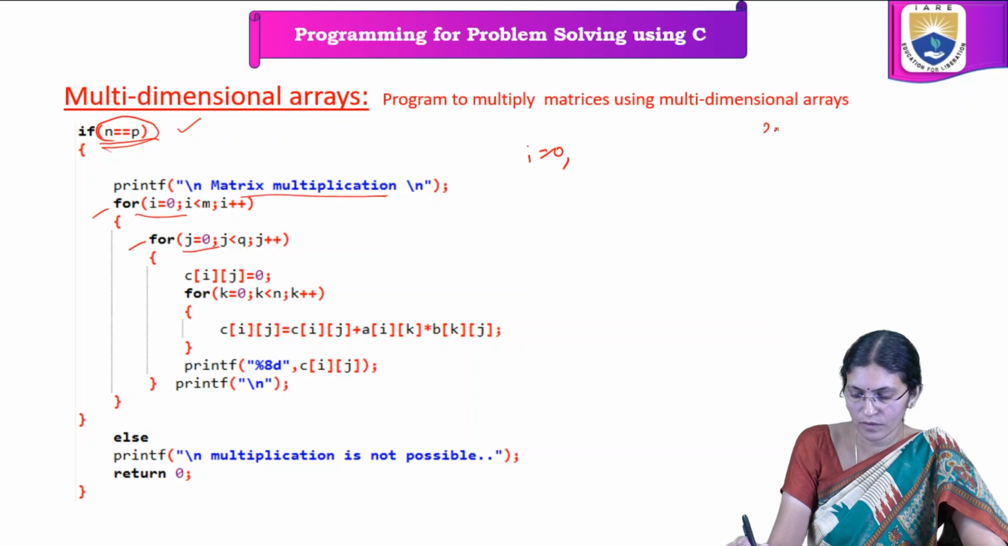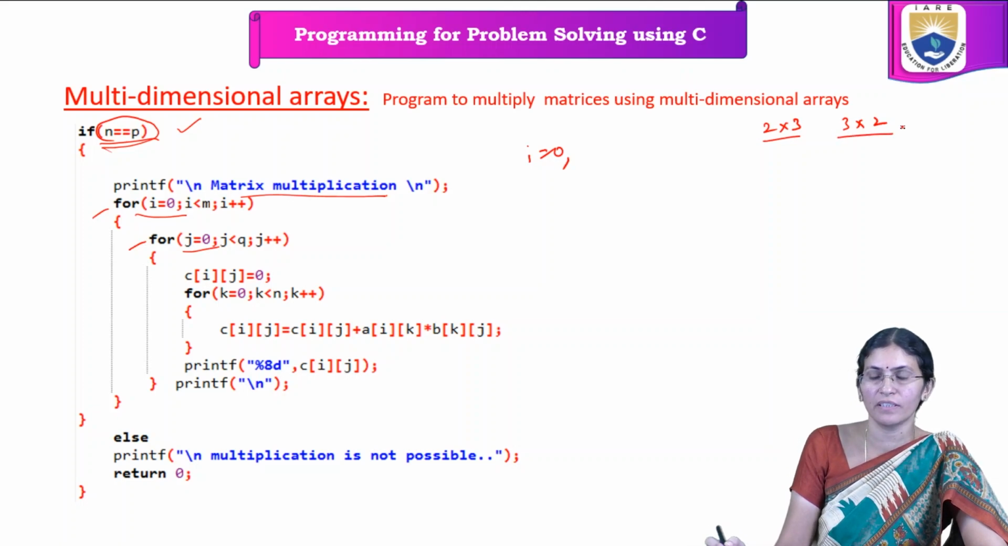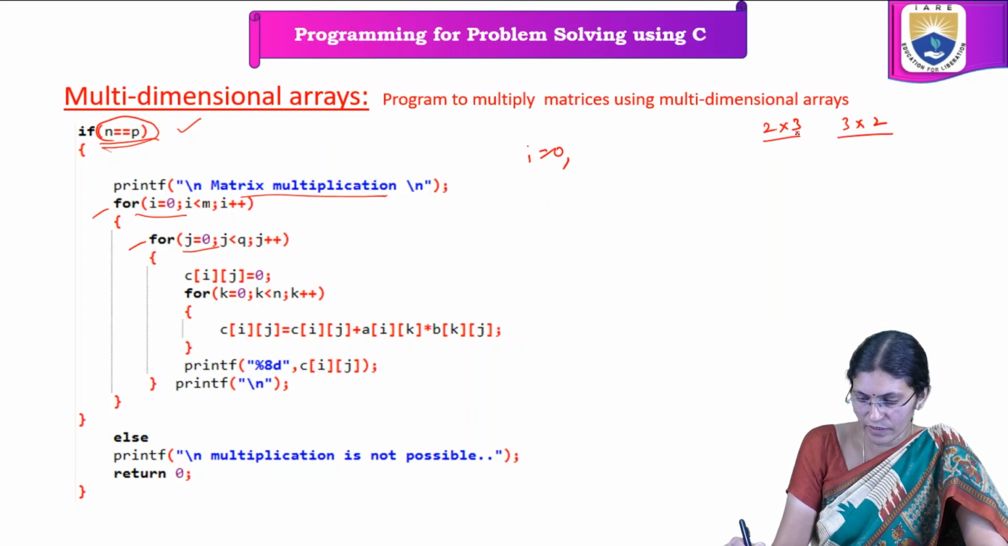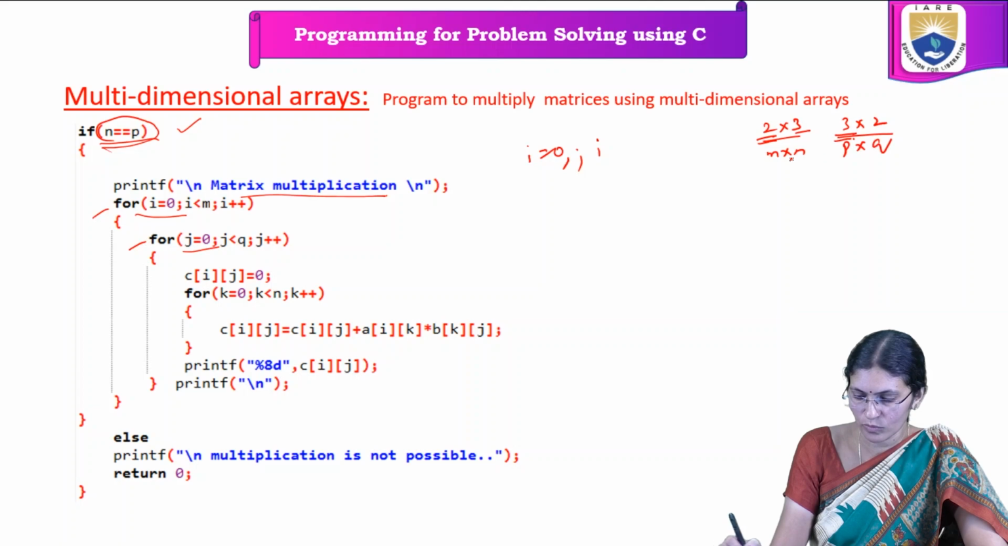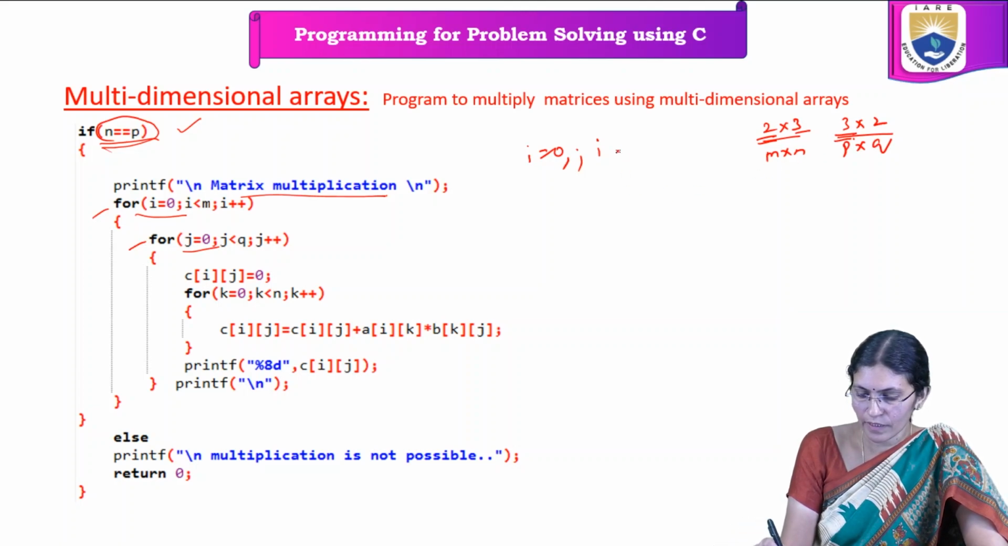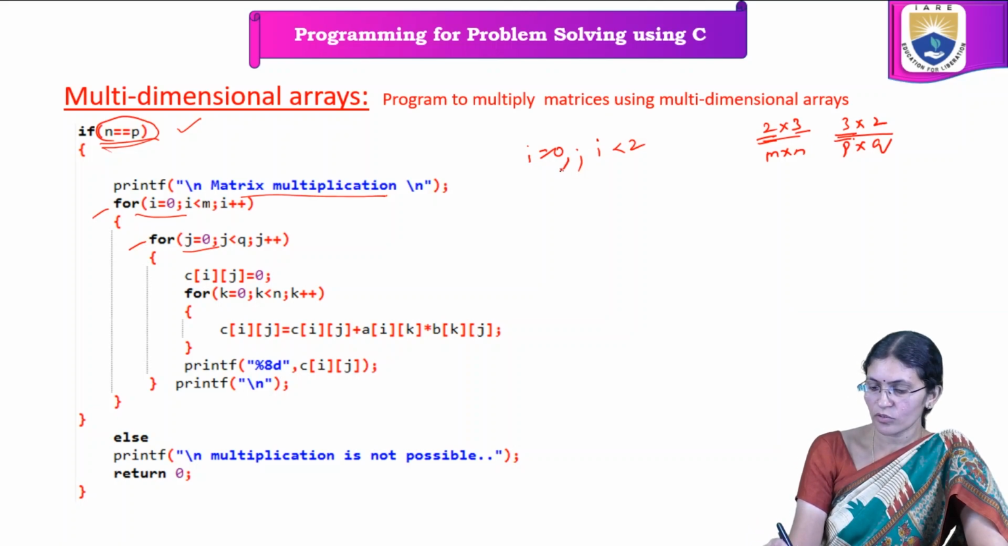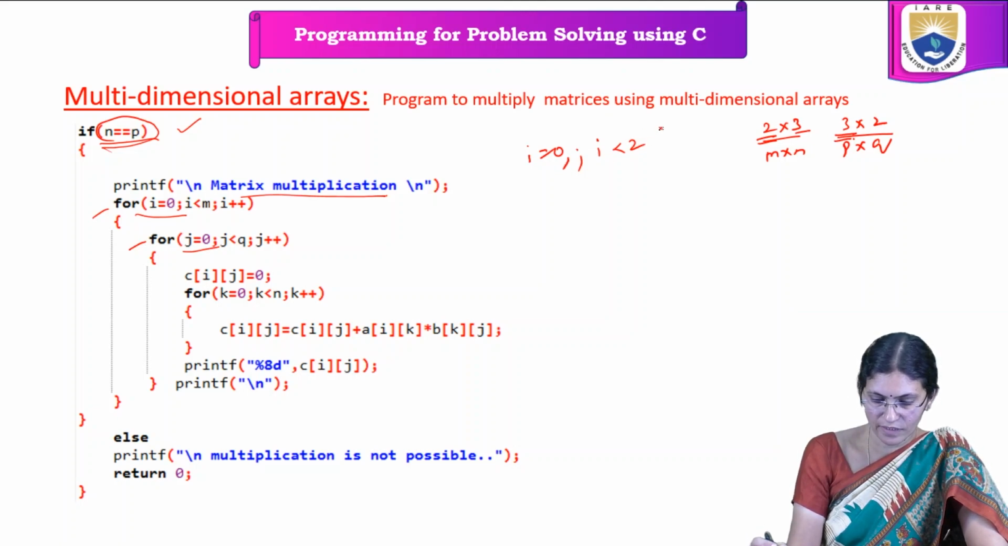Suppose we have a 2 by 3 matrix and a 3 by 2 matrix. This is the first matrix and this one is the second matrix dimension. So here N is equal to P. So this condition is satisfied. Now I is equal to 0. Then I less than M. This is M, N, P and Q. I is less than 2, that is, 0 is less than 2. So the condition is true.